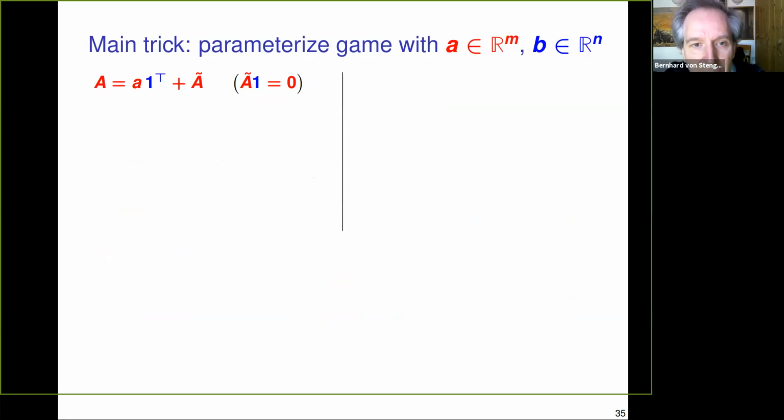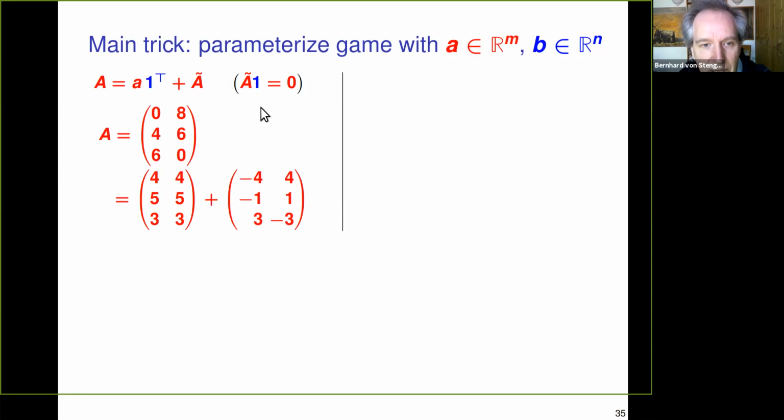The idea is that you parameterize games in a new way, in the following way, that the only thing that you vary is a single m vector for the row player and n vector for the column player. These are the number of rows, number of columns. In the following way, this is a vector of bonuses for the rows times a constant row here, plus a base game, I call it A tilde, which has the feature that the average across all rows is 0.